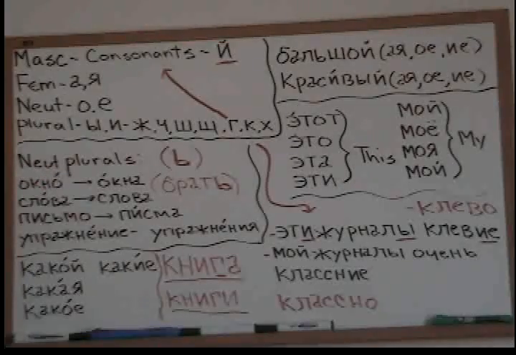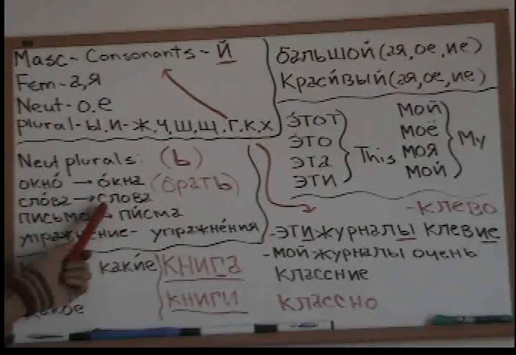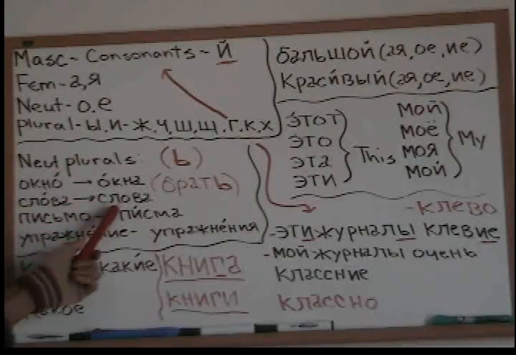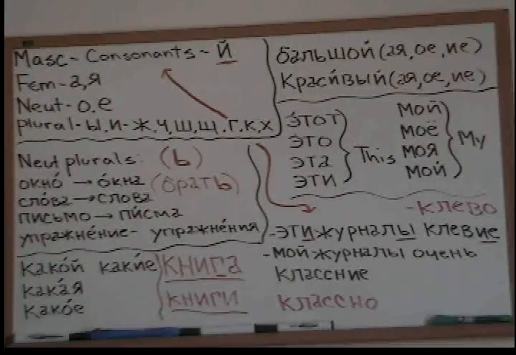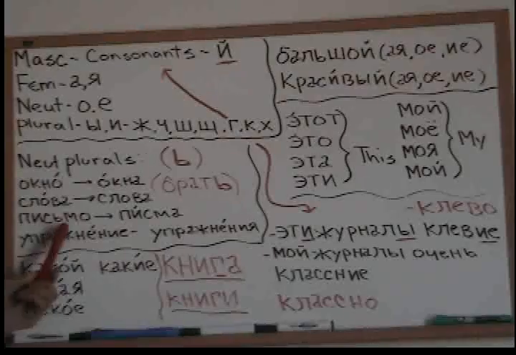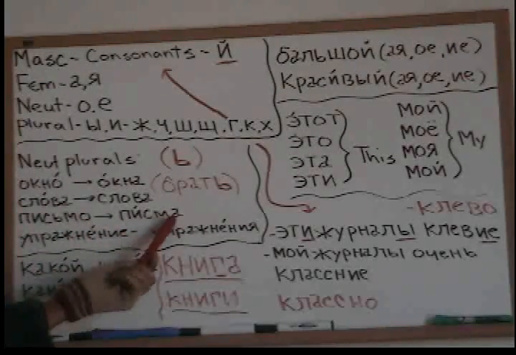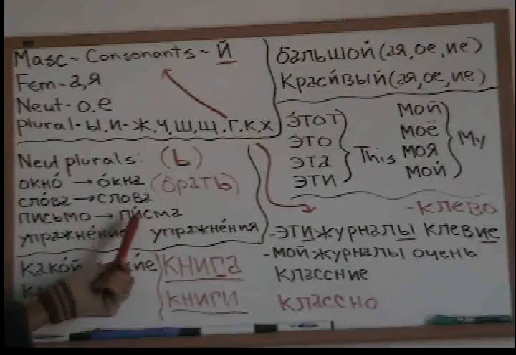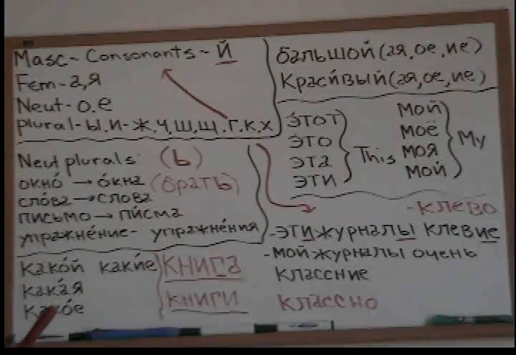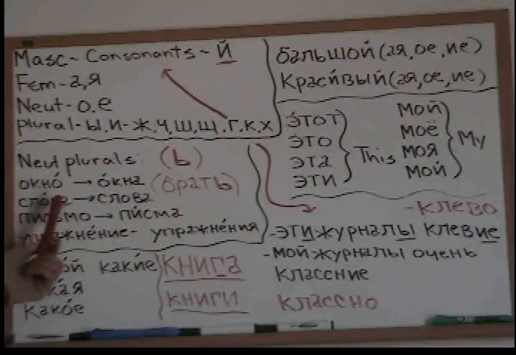Slovo, word. This means word, a word. Now we want to make it plural. Slova. Okay, we have pismo. Pismo is letter. Pismo ends with this O, and now we make it A and it'll be pisma. Letters. Pisma. Okay, so if you have these in the neuter, if it ends with this O, you make it an A.